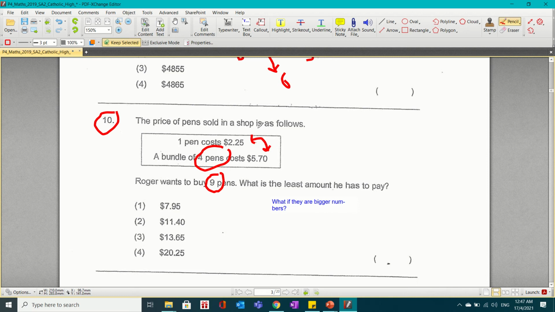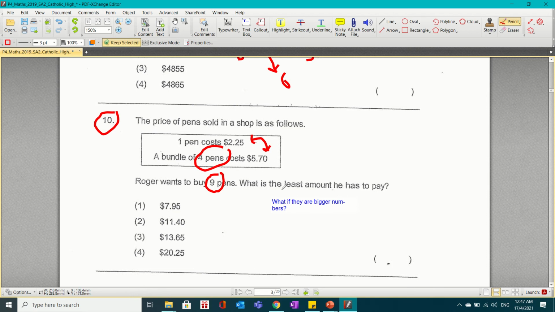Like if I were to visit the shop 9 different times and buy the pen 9 different times, I'm going to pay $2.25 each time. But if I want 9 pens and I simply buy it in a bundle of 4, I'm going to be able to save a lot of money.